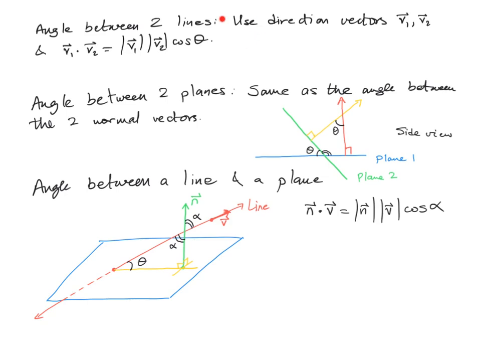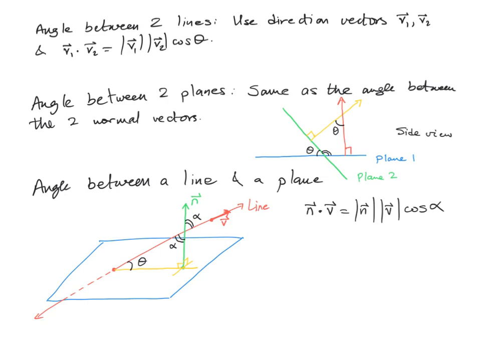So if there are two lines, just do the direction vectors, regular old dot product method. If it's two planes, do the normal vectors. Again, it's a regular dot product method, just with n1, n2, et cetera. But if you're doing it between a line and a plane, it's a little different.